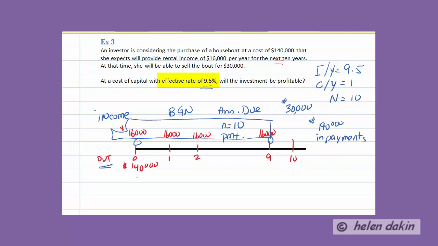So what we need to do is to determine the present value of the money coming out and compare it to the present value of the money coming in. So using the net present value method, let's figure out what the net present value of investing in this houseboat is going to be to her. We're going to consider the net present value of the income, and from that we're going to subtract the net present value of the outflow.